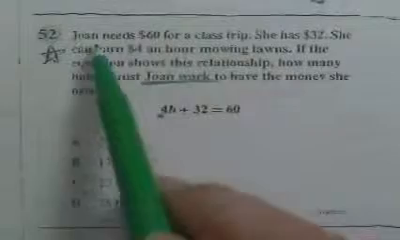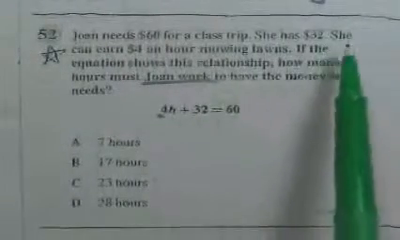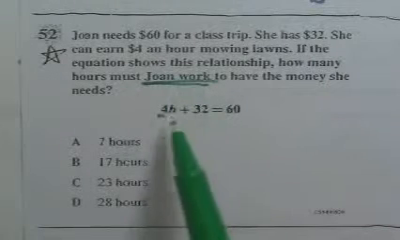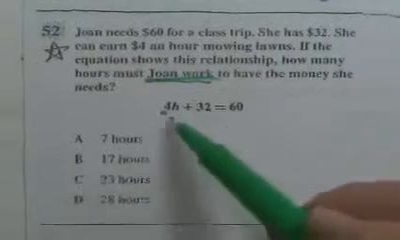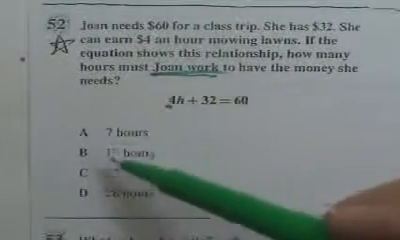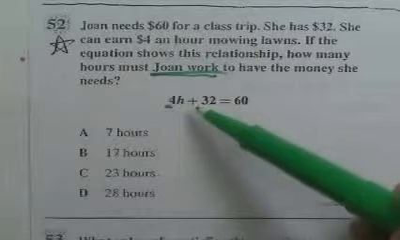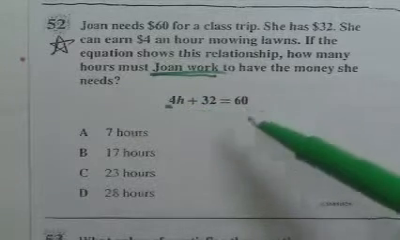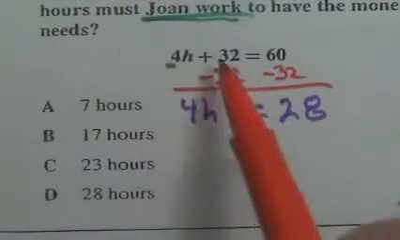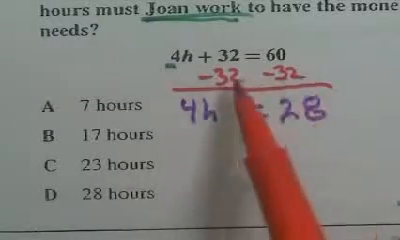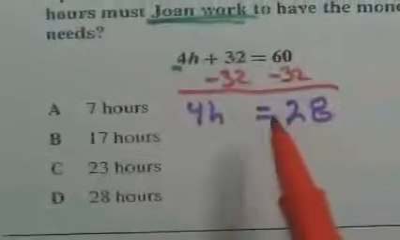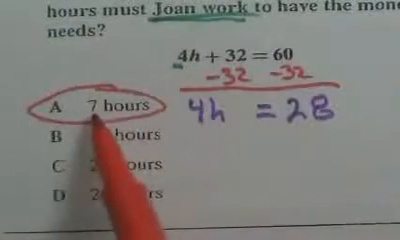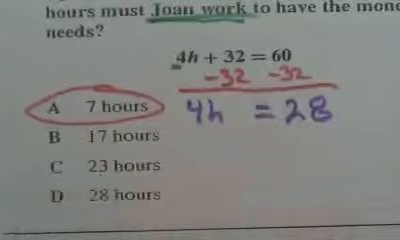Number 52, Joan needs $60 for a class trip. Here's the equation. And we want to know how many hours Joan has to work in order to earn $60. Now, if you don't know how to solve this equation, simply look at the answers and plug in the numbers and see if the left side equals the right side. My first step is to subtract 32 on both sides. That will give me 28. 4 times something is 28. That's 7. 4 times 7 is 28. Letter A.